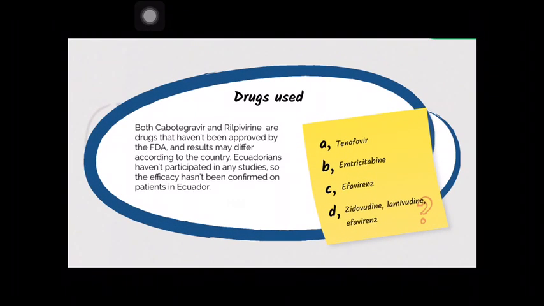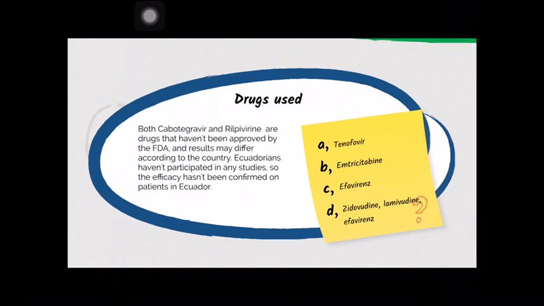Now about the drugs used. Both Cabotegravir and Rilpivirine are drugs that haven't been approved by the FDA, and results may differ according to the country. Ecuadorians haven't participated in any studies, so the efficacy hasn't been confirmed in patients in Ecuador. The drugs used in Ecuador are tenofovir, emtricitabine, efavirenz, zidovudine, lamivudine, and efavirenz in conjunction.